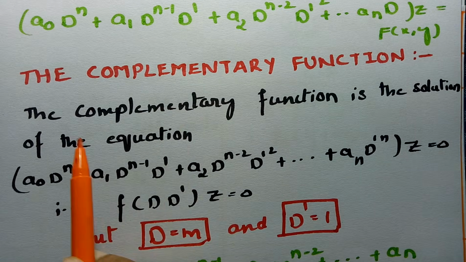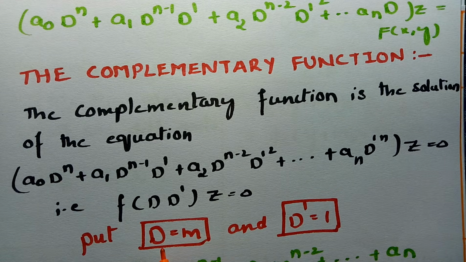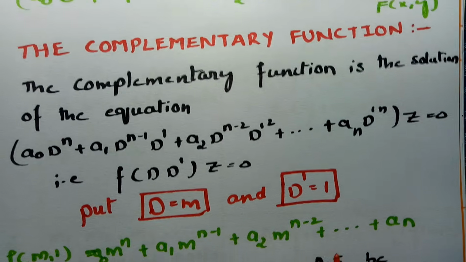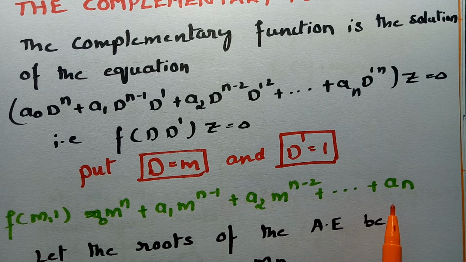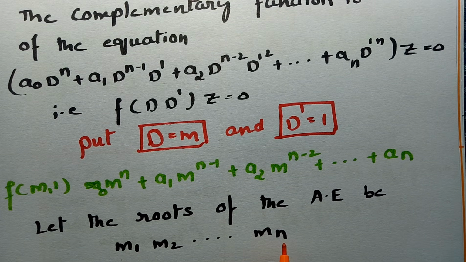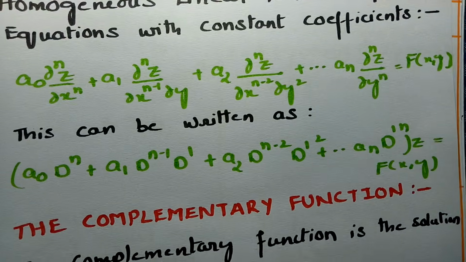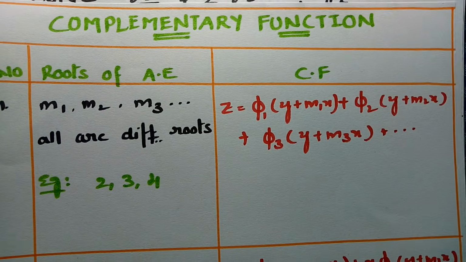See how to find the complementary function. This is so important. In place of D, in place of ∂/∂x, we have to write m. In place of ∂/∂y, we have to write 1. So that we'll get a new equation. If you solve this new equation, we'll get n roots. So how to write this complementary function? See here how to write the complementary functions.